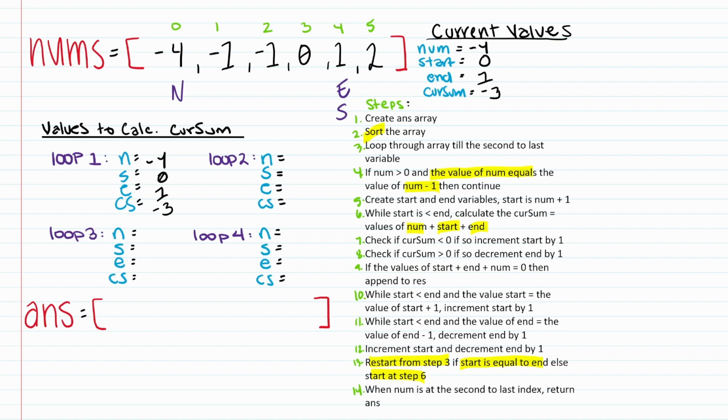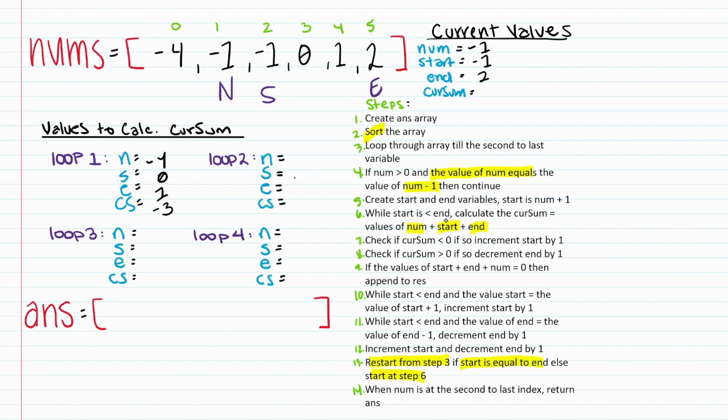And we're going to move n over by 1. N moves over. Start is now at the -1 value. And end goes back to the end of the array. Okay, so we're going to do the same thing all over again. So our num value is going to be -1. Our start value is -1. And our end value is 2.